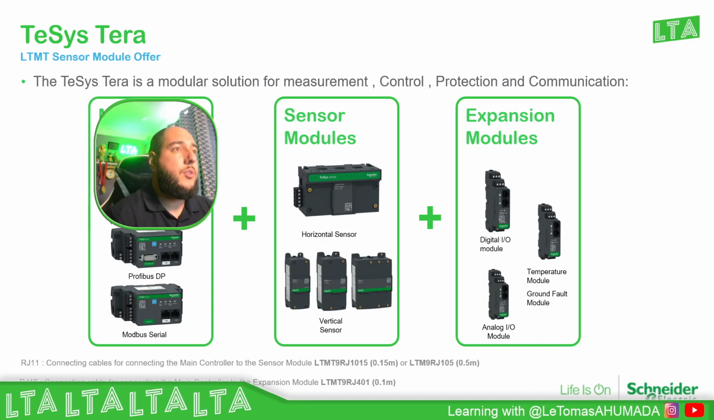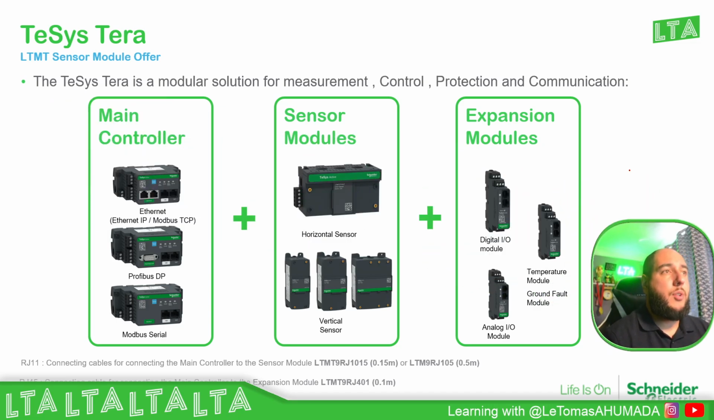So on the TeSys Tera solution, we have basically three main parts: the main controller, the sensor module, and the expansion module, and also the HMI part. If we compare this, for example, with the TeSys T, the previous solution, we have in one unit the control and the current transformer. Okay, so in order to add the voltage, you just need a different device that needs to be next to each other.